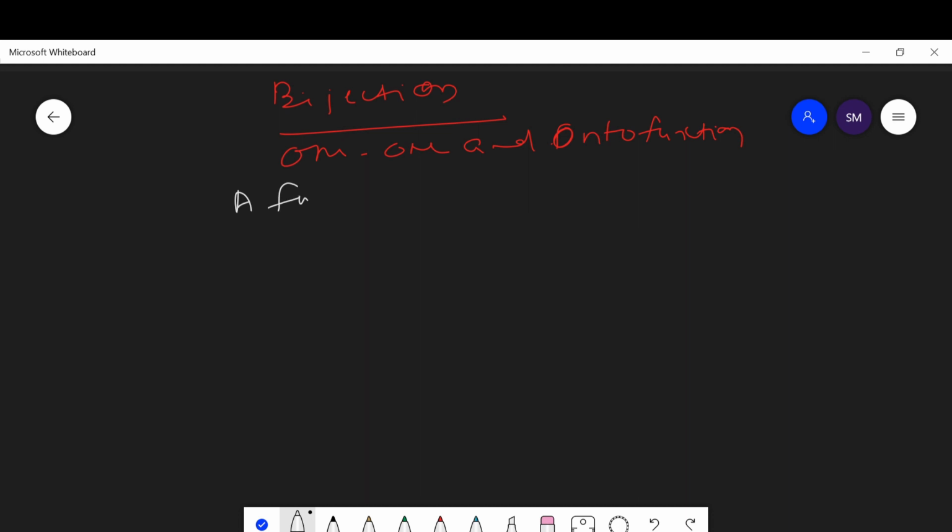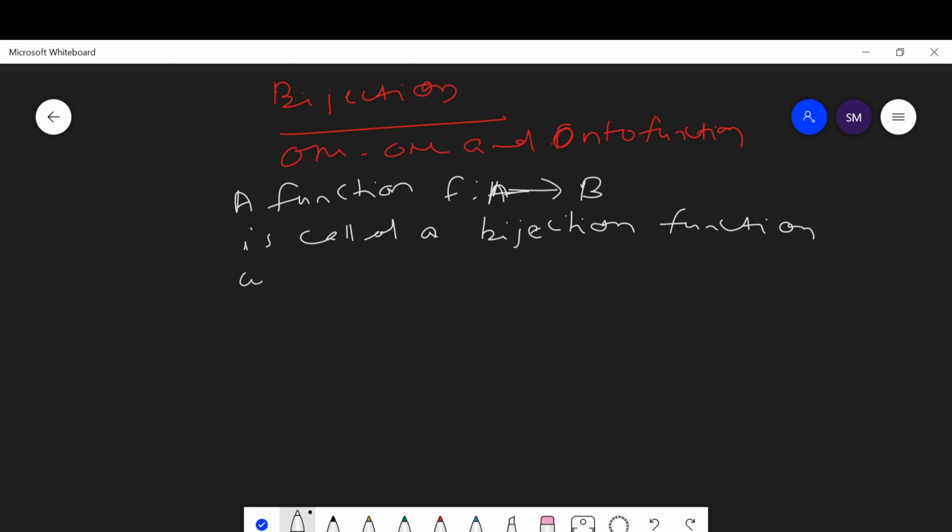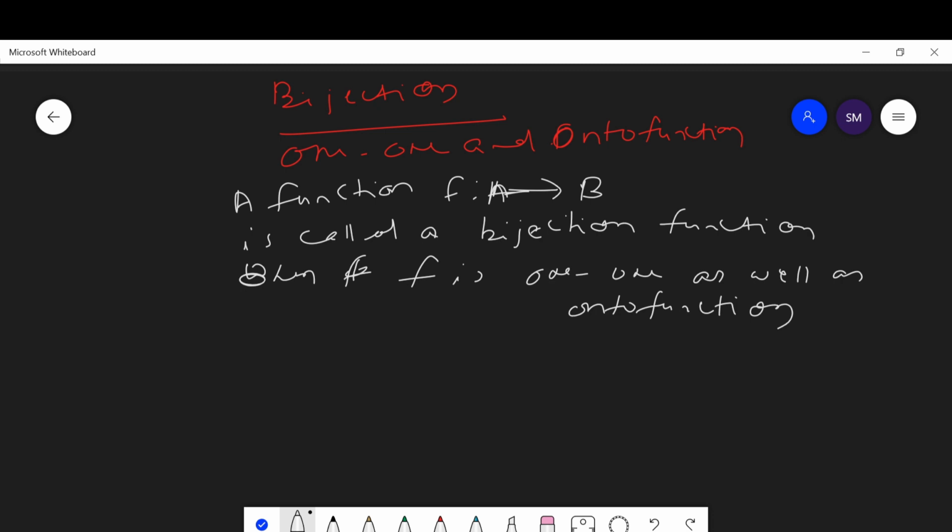A function f from A to B is called a bijection function when f is both one-one and onto, meaning it satisfies both the conditions of one-one and onto functions.